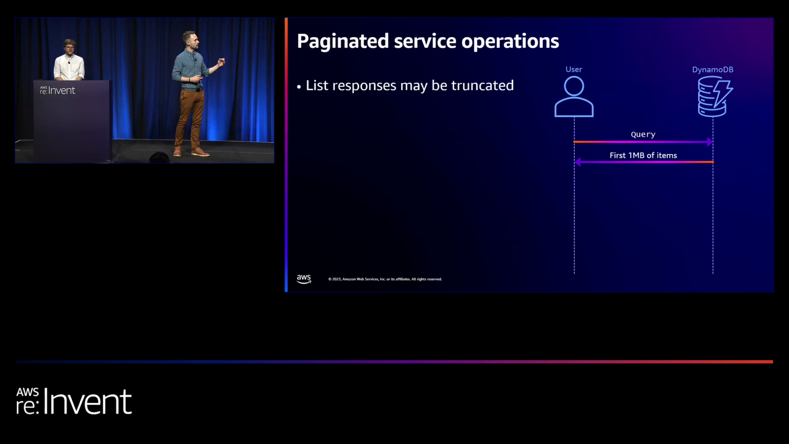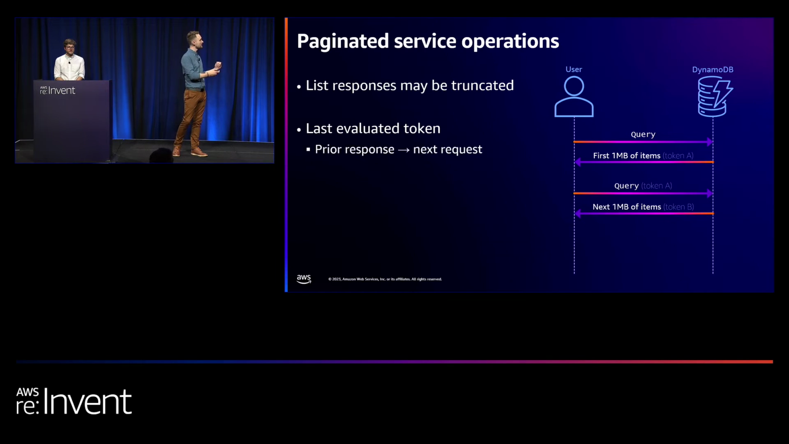DynamoDB will return back a maximum of 1 megabyte of items, and then it will stop. The way that a user knows that they have gotten a truncated result set is that alongside those items, there will be a token. The token will indicate that that's where the service stopped processing the results and where a future call to the API could resume processing the results.